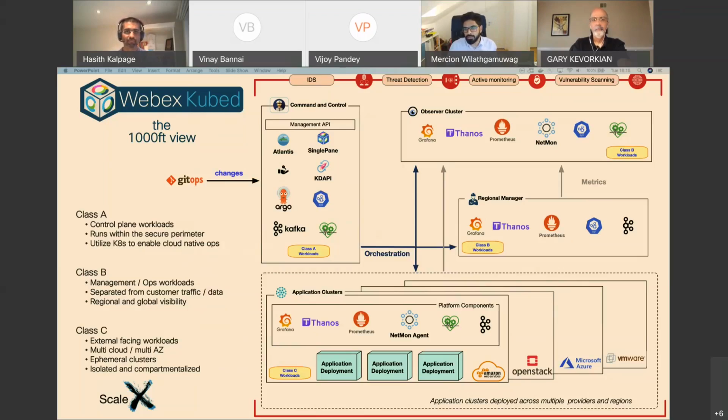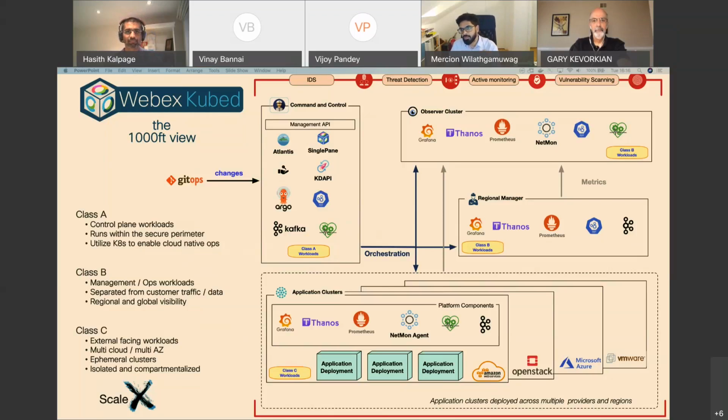So the DevOps engineer would define what they want, and they would create a PR, and that triggers the creation of the cluster, and that happens in the command and control. Within the command and control, we use common tooling like Terraform and Ansible, and we have components like Argo, Atlantis, Kafka deployed in there. We have a whole bunch of custom in-house applications as well, like KD API, single pane, and things like that.